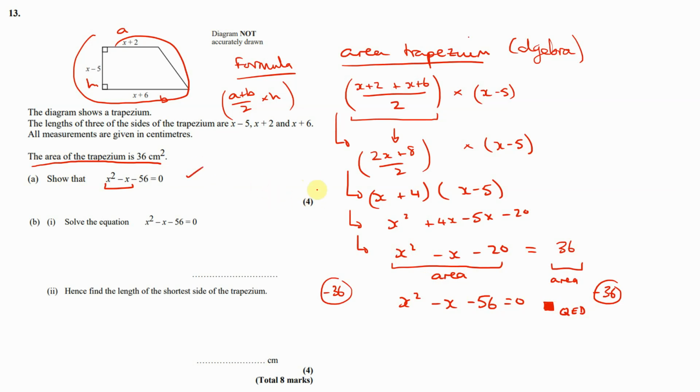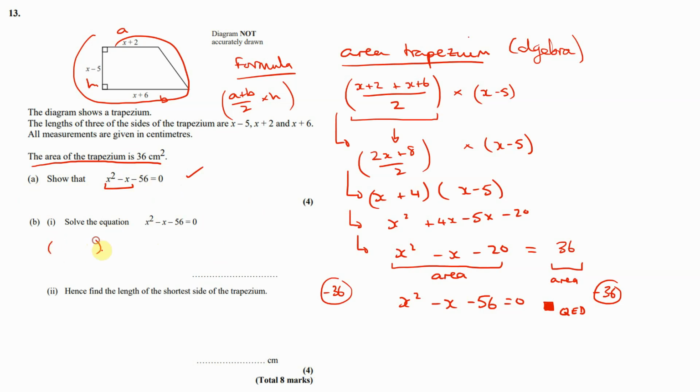The beauty of questions like this is if you get completely stuck on this one, well, you can actually just forget the top half of the question, and you can just go ahead and solve this and find a length for 4 marks. So you don't actually need to do the first part of the question because they've already told you what you should come out with. Anyway, let's go ahead and solve this.